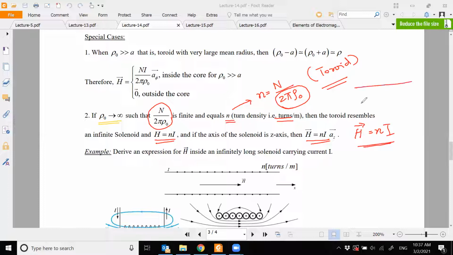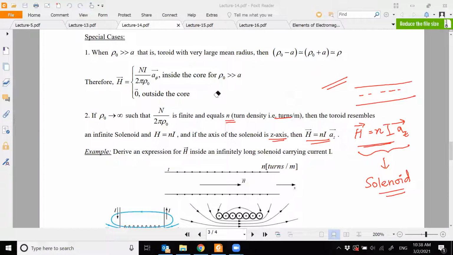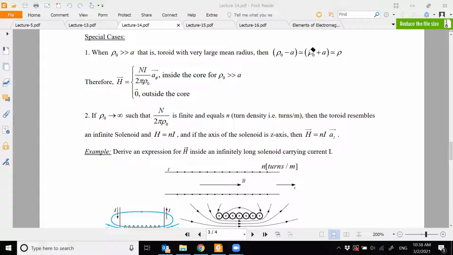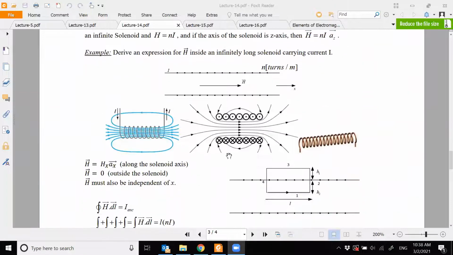And since now it has become straight, we do not require to write a phi. Suppose it is along the z-axis, then it becomes a z. And this is nothing but a solenoid. So a special case of toroid is a solenoid, which is your next example. You can derive the expression for the solenoid by using the expression of toroid and assuming that this is the special case of toroid. You can get this expression, or you can do it in this manner.